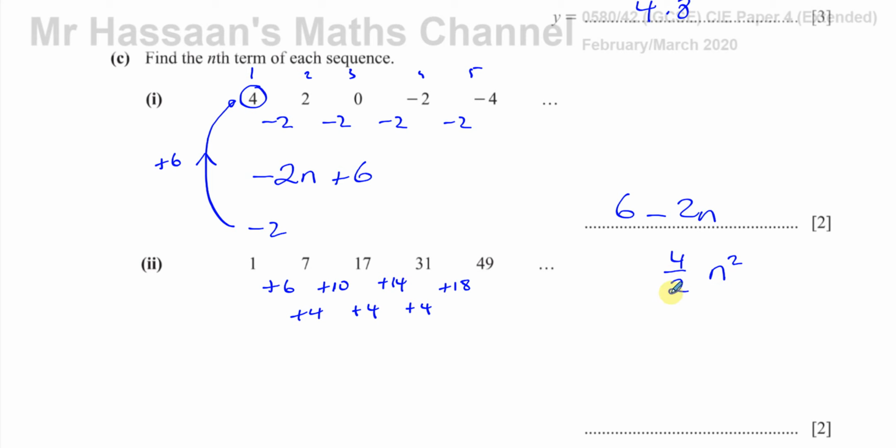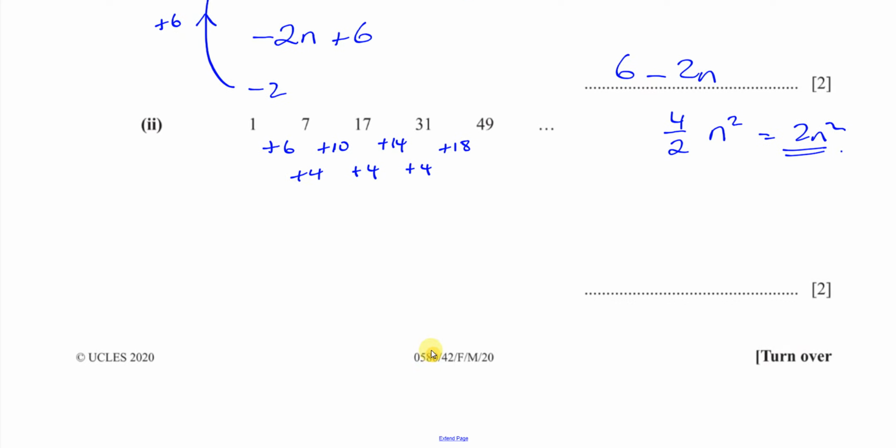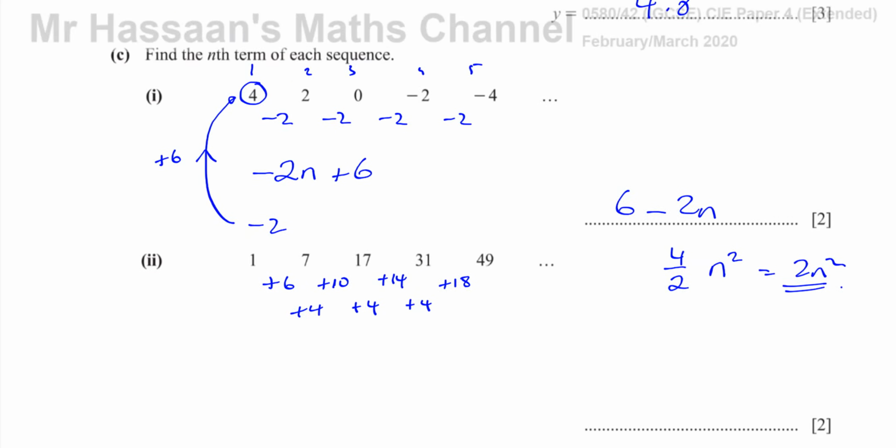This time it's 4 over 2, so it's going to be 2n squared. So I know it's got something to do with 2n squared. This sequence is related to 2 times n squared. So how do we now find the nth term? Now there are many ways of doing it. I prefer the way I'm going to show you, and I might show you a couple of ways.